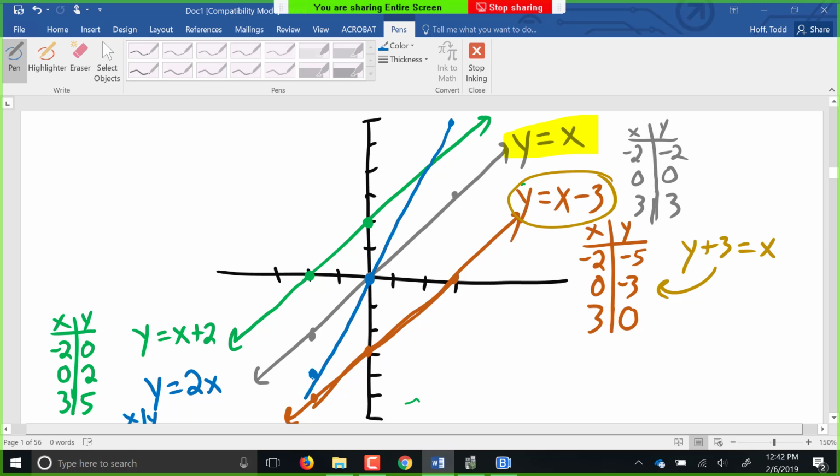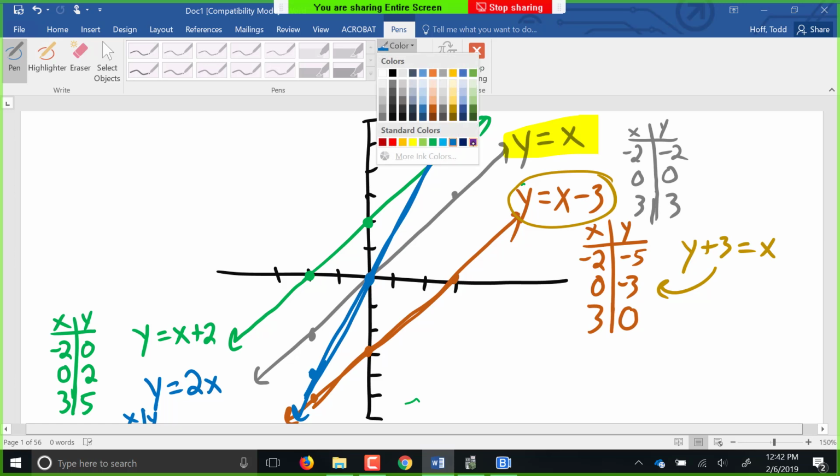Well, we see a couple of things here. One thing that we see is that we're back going through the origin again. We're back going through the center of the graph. The second thing we see is our angle is much steeper. Multiplying by 2 made that line steeper.